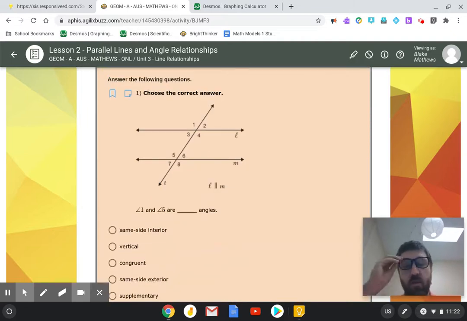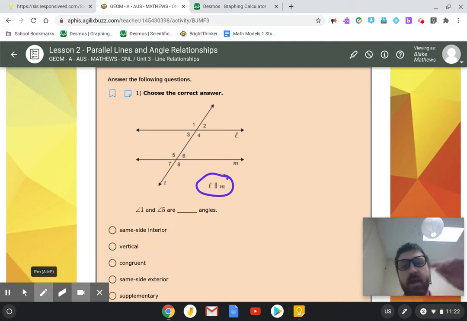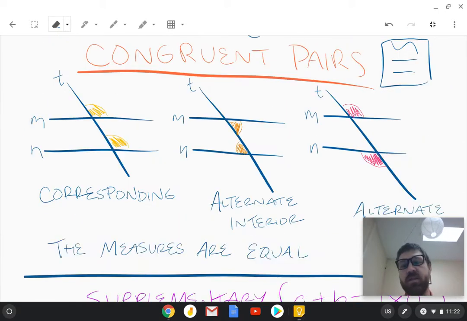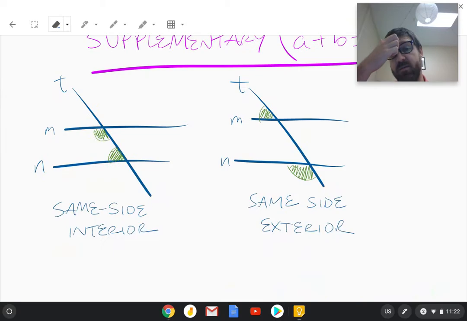So for instance, number 1, choose the correct answer. You have a transversal line diagram. You have a statement here telling you that these lines are parallel. And then it says angle 1 and angle 5 are blank angles. All they're asking you here, which relationship is that? Corresponding, alternate interior, alternate exterior, same side interior, or same side exterior.